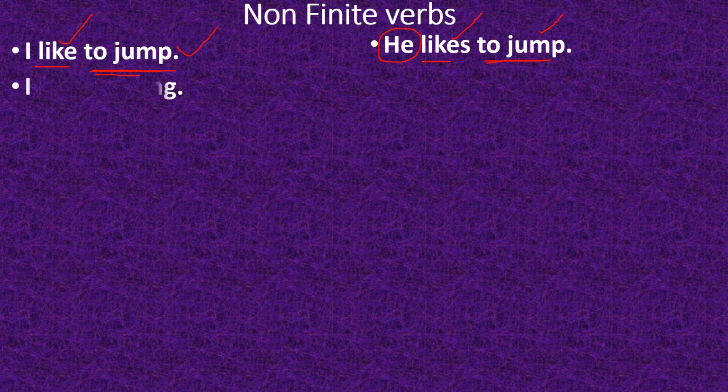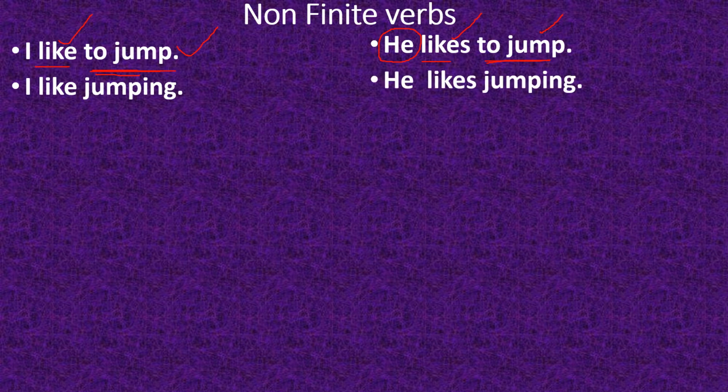Look at the next example. I like jumping. He likes jumping. Here also, like becomes likes according to the person of the subject. But here there is no change in jumping. Whatever the subject is written here, there is no change in jumping. Jumping remains the same. So here also the verb is not changed according to the person. This is called non-finite verb.